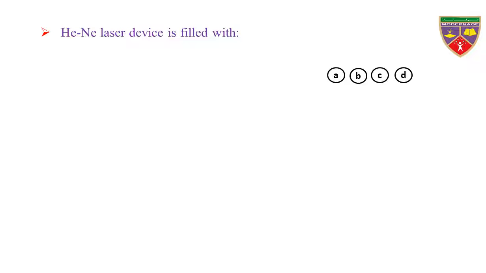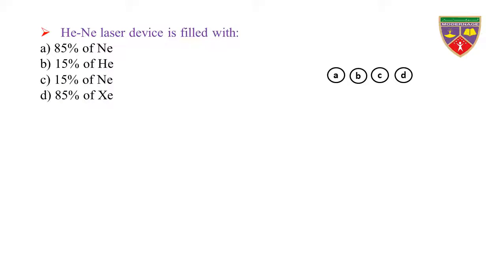Helium neon laser device is filled with: option A, 80% of neon. Option B, 15% of helium. Option C, 15% of neon. Option D, 85% of xenon. The key is 15% of neon. Therefore, the correct option is C.